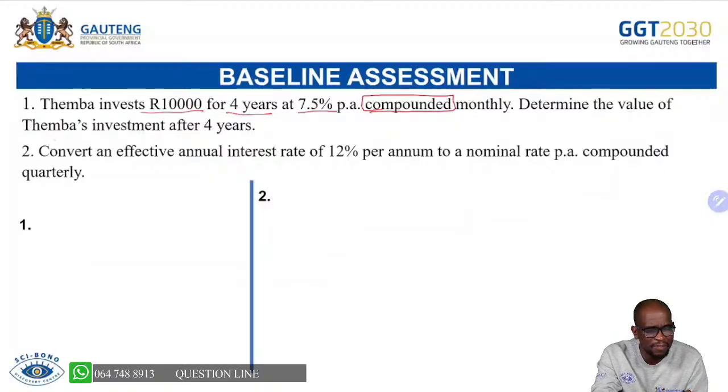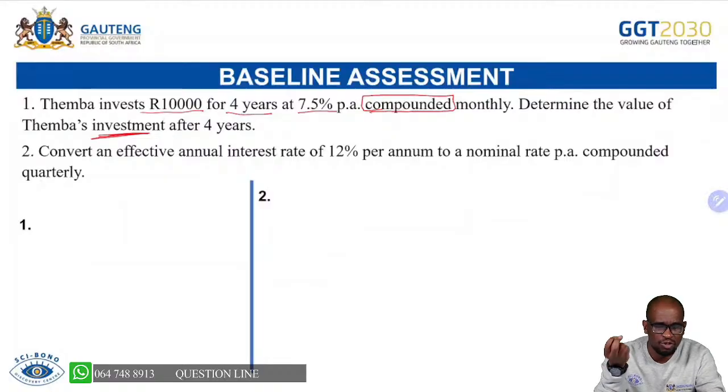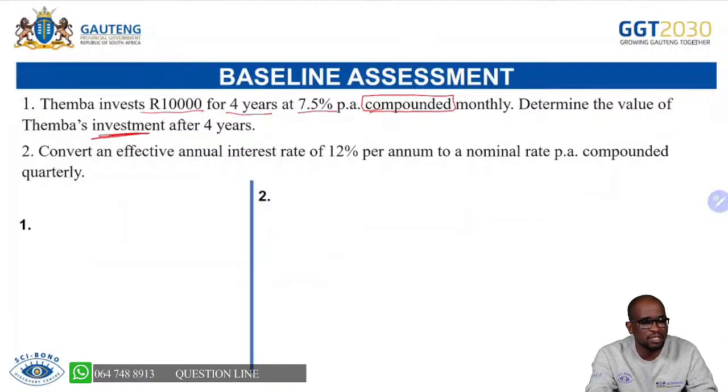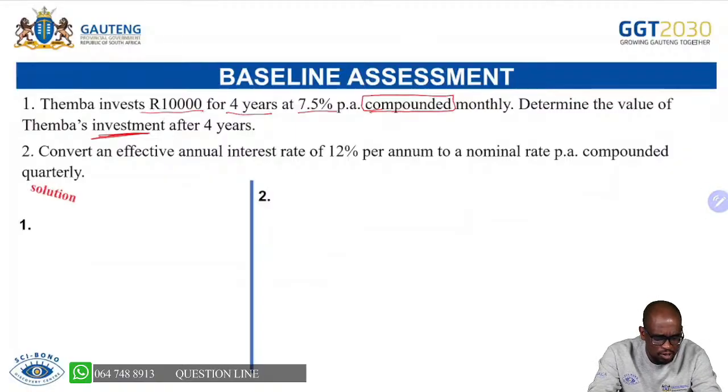Determine the value of Temba's investment after 4 years. So he's investing, so you are expecting that the amount that Temba will have after 4 years should be greater than the amount that he initially invested, because of the interest that it earns. And this interest grows on top of interest. So it is compounded. So it's compound interest. Let's look at the solution set for that.